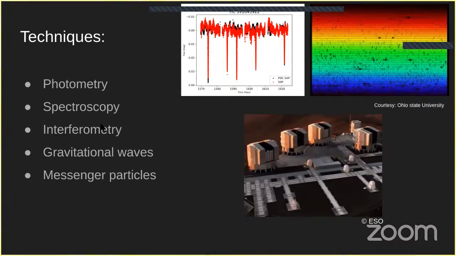The second technique is spectroscopy. Spectroscopy is a technique where you take the light from the star and split it into all its constituent colors, into a spectrum. This is what a usual spectrum of a star looks like. You can see the rainbow. There's red, there's yellow, there's green, there's blue.